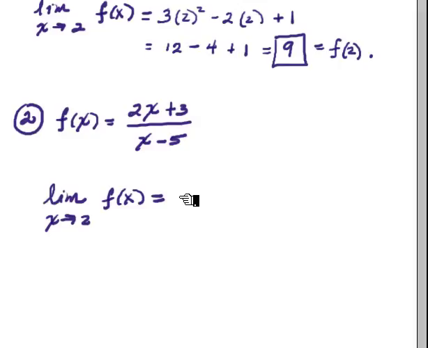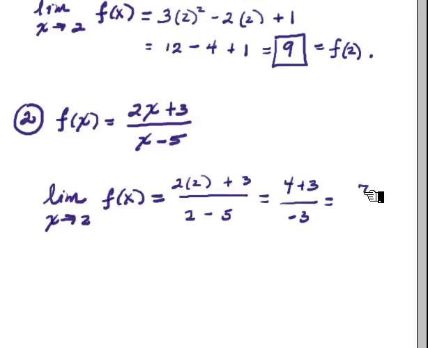So here again, we're just going to substitute in. In the numerator we have 4 plus 3 over negative 3, so that's 7 over negative 3. Again, the limit was gotten by substituting in, and the limit is the same as f of 2.